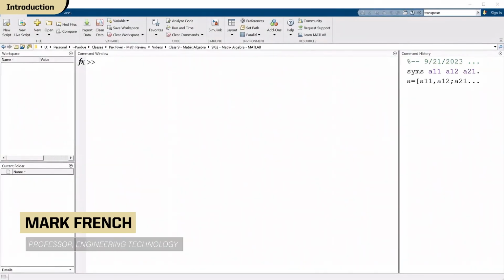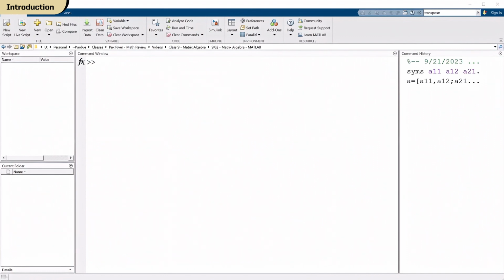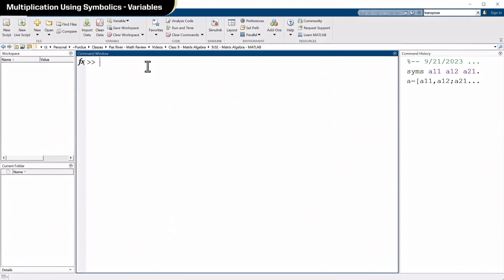Okay, so let's have a go at this in MATLAB. Now, we're going to do essentially everything numerically, although you can do symbolically if you really want to. Just for completeness here, let's run through a simple multiplication using symbolics. So the first thing you've got to do is define all your numbers, all your variables to be symbolic. So I'll just recall that from the command history.